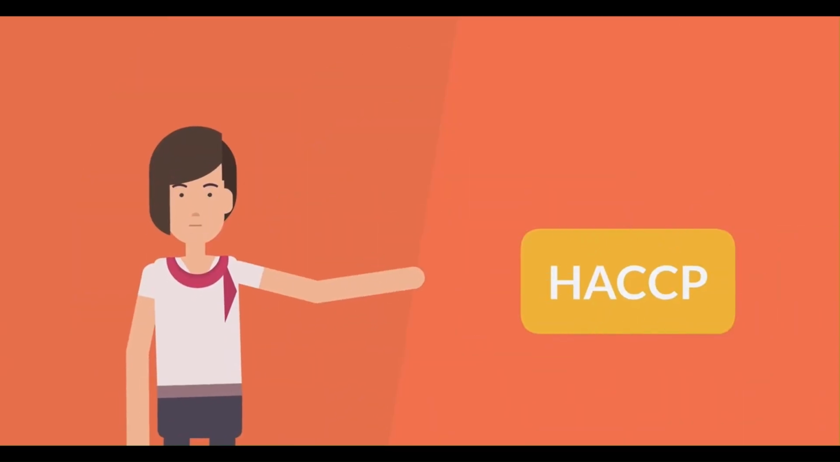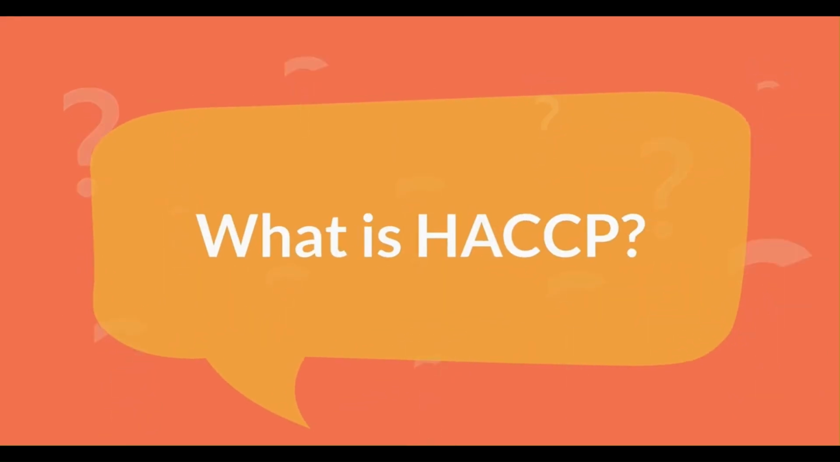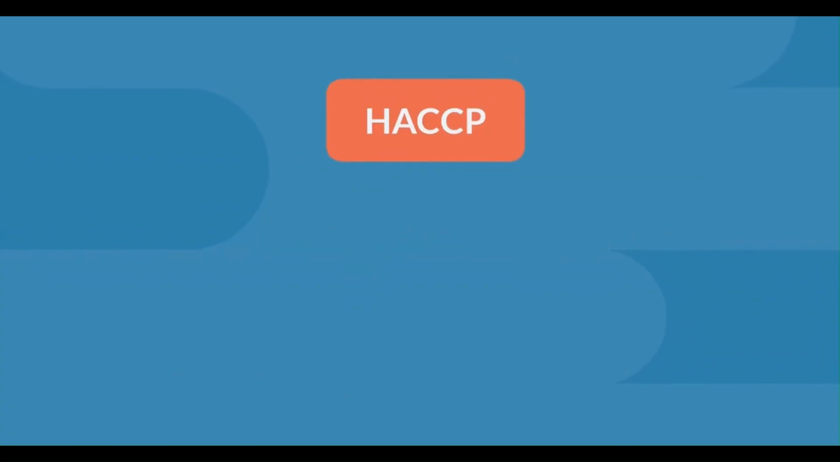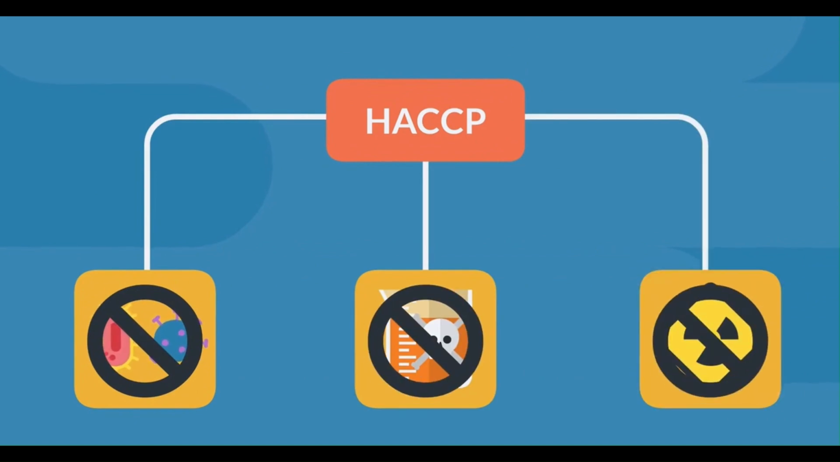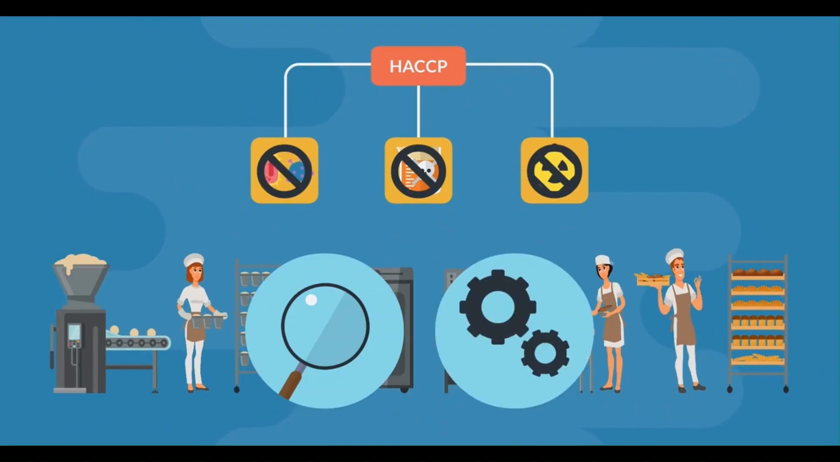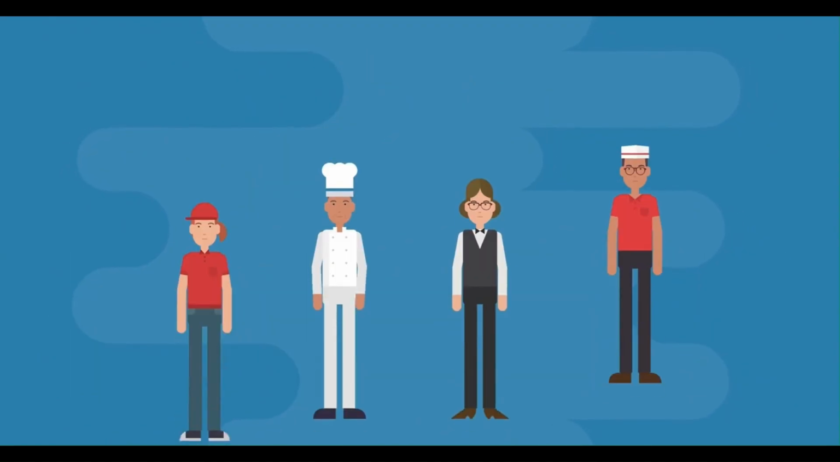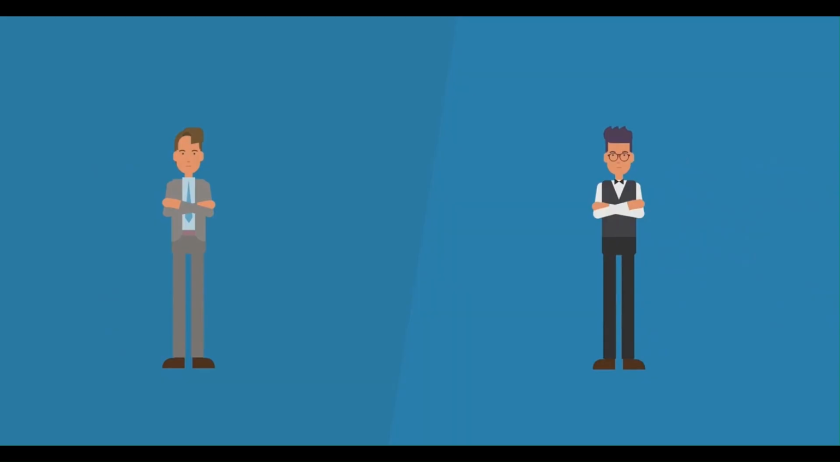Now, let's elaborate on HACCP. Starting with, what is HACCP? HACCP is intended to prevent microbiological, chemical and physical hazards at every stage of food production by identifying and controlling problems before they occur. Everyone has a duty to safeguard it. The business owners have the ultimate responsibility, however, the supervisor's role is vital.